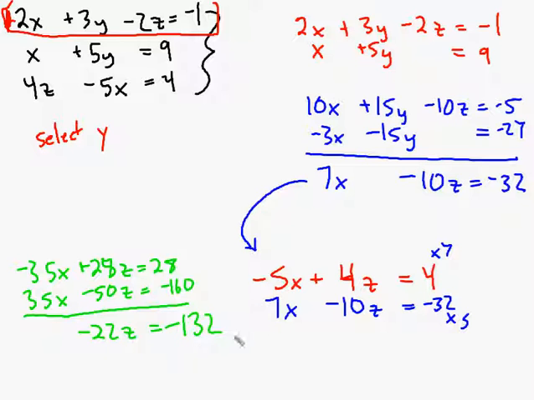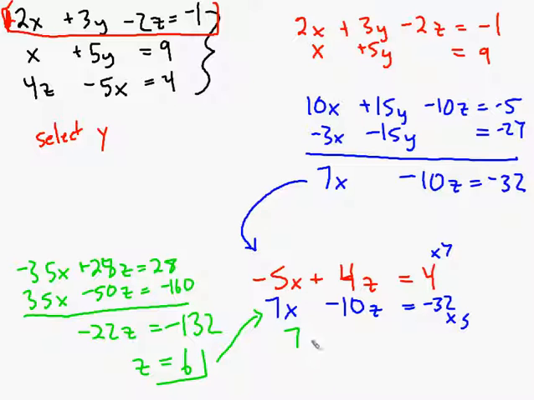Oh gosh, we got the wrong answer. Oh wait, z. z is 6. Yes, that's correct. Okay, that's good. Whew. I was like, what? That's not what they have. But it is. Okay. I'm going to take that and put it into one of these in order to find x. So I'll just put it in right here.